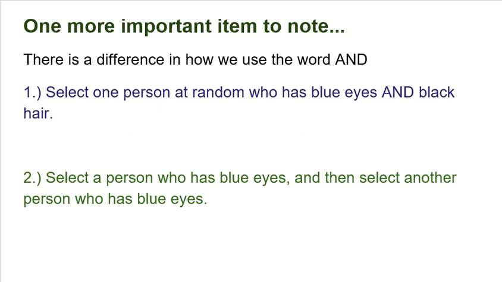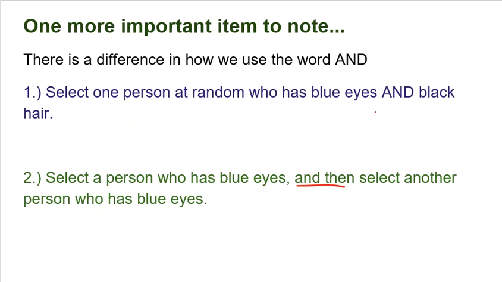But a second way we could use the word "and" is this. Select a person who has blue eyes and then select another person who has blue eyes. So in this case, I'm still using the word "and," but notice I'm kind of saying "and then." I'm going to do one random event, select a person, hopefully they have blue eyes, and then I'm going to select a second person. So, and then I'm repeating, or doing another chance event.